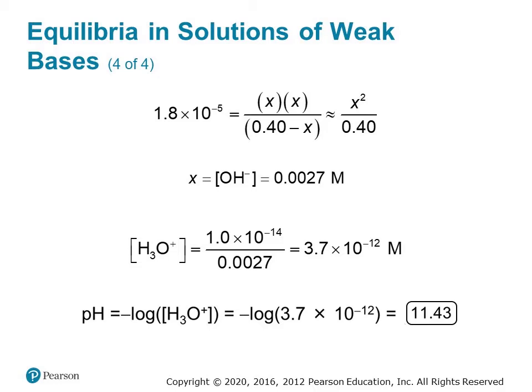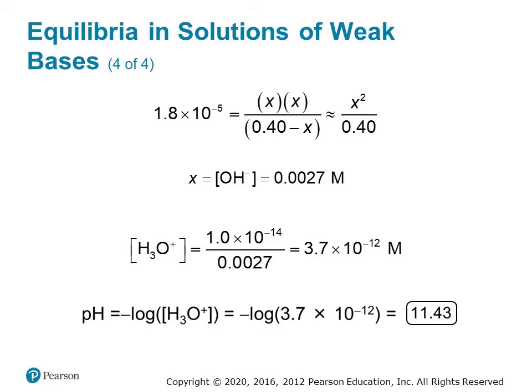Now, an important thing to remember with these weak base equilibria is what x represents. Specifically, our hydroxide concentration is equal to x at equilibrium. This is related to, but not the same as, the hydronium concentration that we calculated in our weak acid problems. So it's important to find the relationship between these two to calculate hydronium concentration to find the pH.